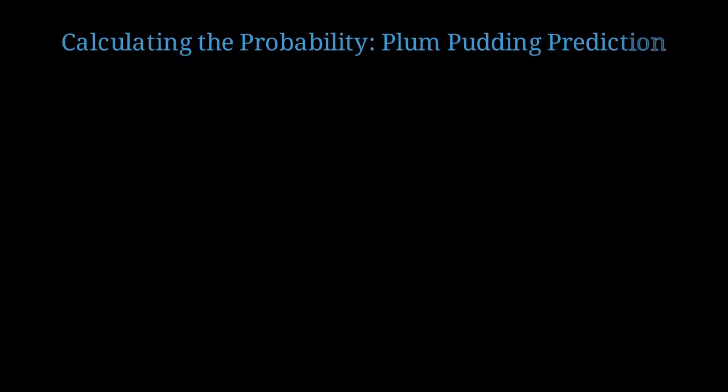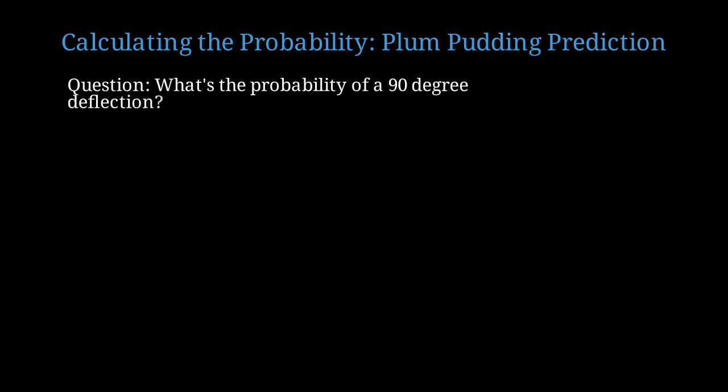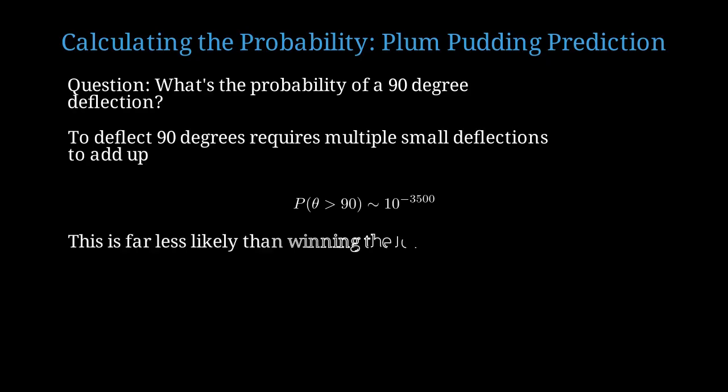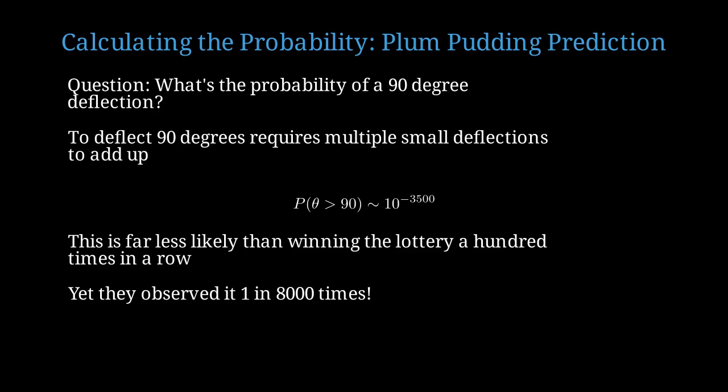Let's quantify just how impossible these large angle deflections were according to the Plum pudding model. Here's a question. According to the Plum pudding model, what's the probability that an alpha particle would be deflected by 90 degrees or more? In the Plum pudding model, to get a 90-degree deflection, you'd need many small deflections to add up coherently in the same direction. Statistical calculations show the probability is something like 10 to the negative 3,500. This is unimaginably small. To put this in perspective, this is far less likely than winning the lottery 100 consecutive times in a row. Yet experimentally, they observed it about 1 in 8,000 times. The discrepancy is absolutely enormous.